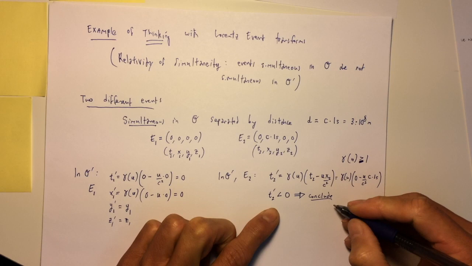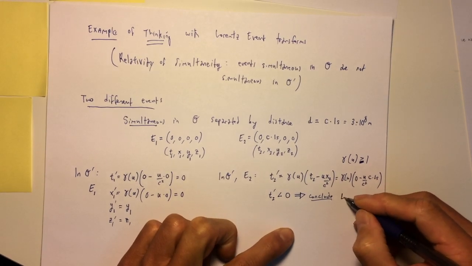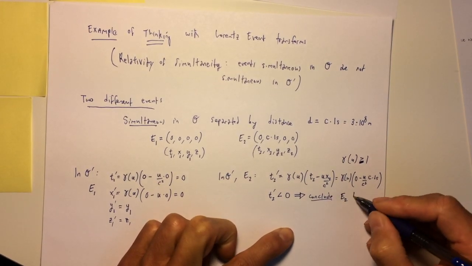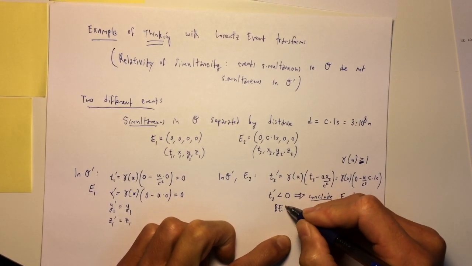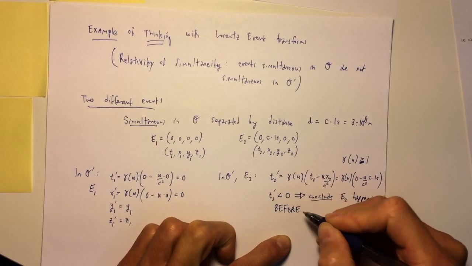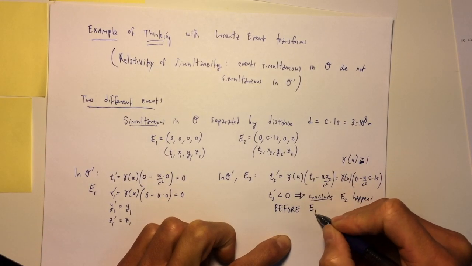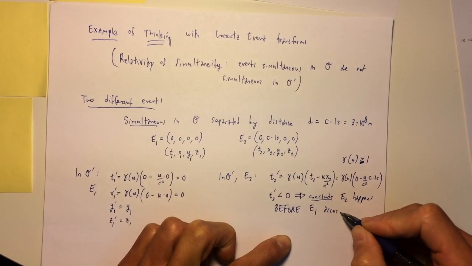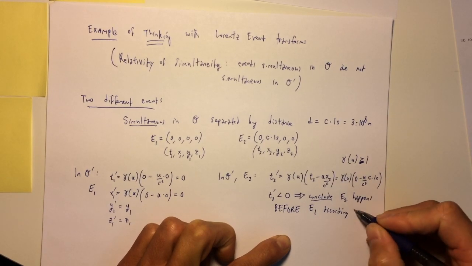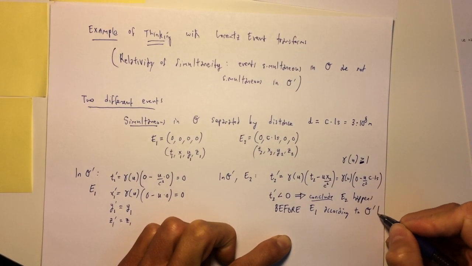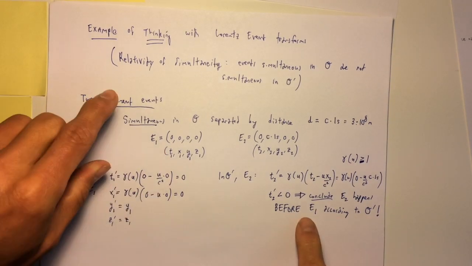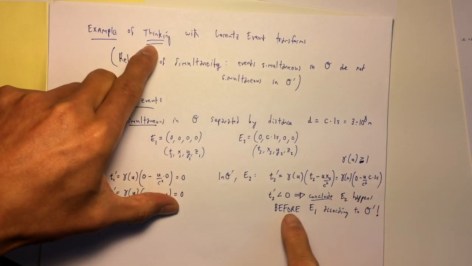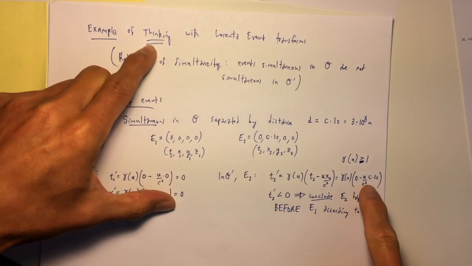So that means, straight away, we can make a conclusion. We can conclude that event 2 happens before event 1 according to O prime. That's a conclusion that we could get to without even using our calculator.